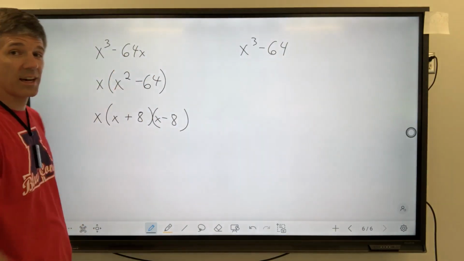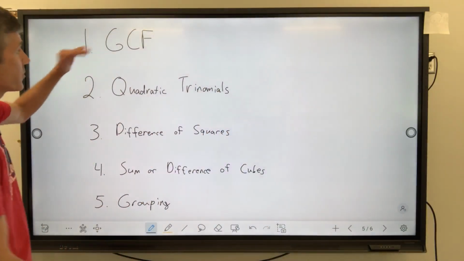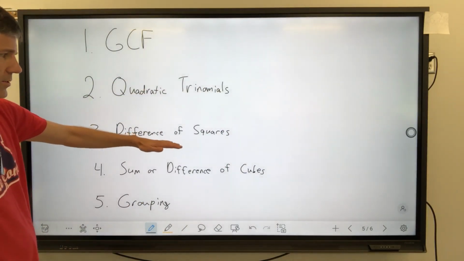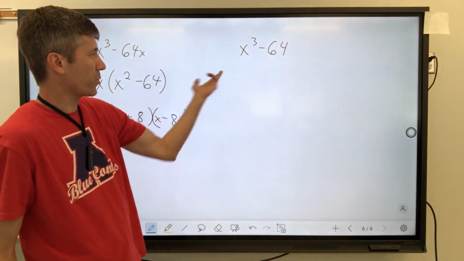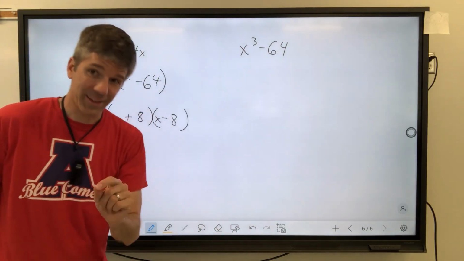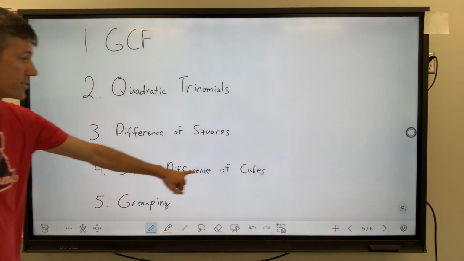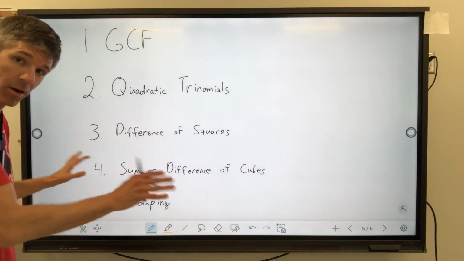So GCF? No. Okay, let's look through our list. GCF? No. Is it a trinomial? No. Is it the difference of squares? No, actually, it's not. It's the difference of what? It's not a square, but it is the difference of cubes. Could be the sum of cubes, could be the difference of cubes. So let's park here for a while.